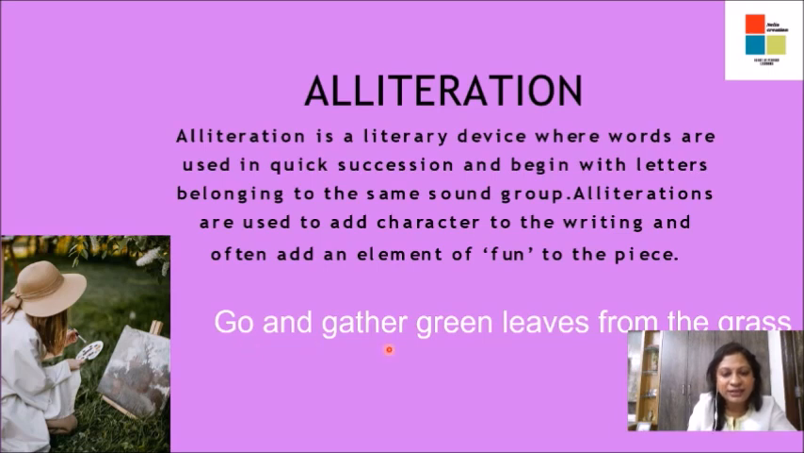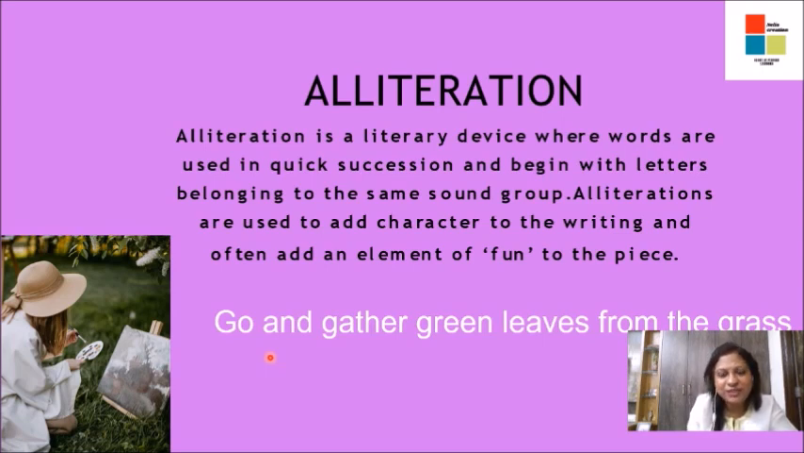Let us look at this sentence. Go and gather green leaves from the grass. Can you notice that the consonant sound G gets repeated so many times in the sentence? All these words begin with the consonant sound G, and such a figure of speech where you have a repetition of a consonant sound again and again is known as alliteration.